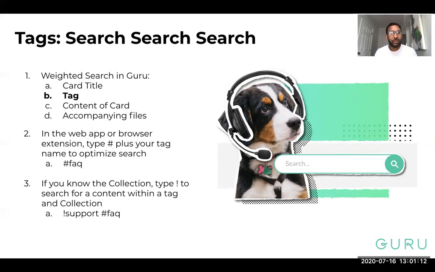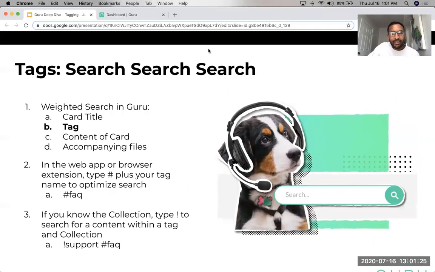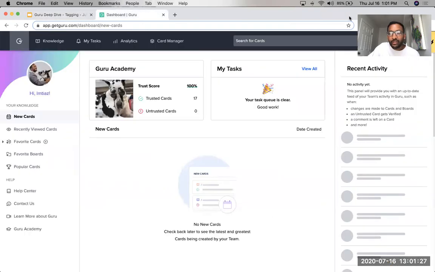So if you have a great tagging structure, it can really make search powerful for you and your team. And there's some quick notes on the hashtag feature to search by tag. And then to take that one step further, if you know the collection, you can use the exclamation point symbol to search as well. And I'll show you guys that in just a second. So let's dive into the actual instance here so we can see what's going on.